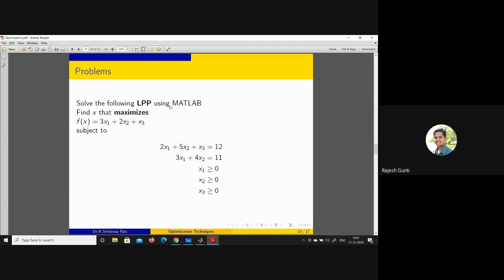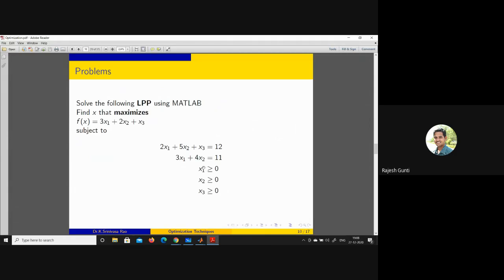using MATLAB. Find maximize. Maximize means we have to write it as a minimize. Maximize means we have to convert into minimize. Minus 3x1, minus 2x2, minus x3. F we have to take minus 3 semicolon, minus 2 semicolon, minus 1. Like this only. Two ways we can solve this problem.